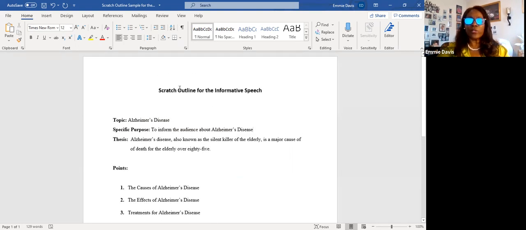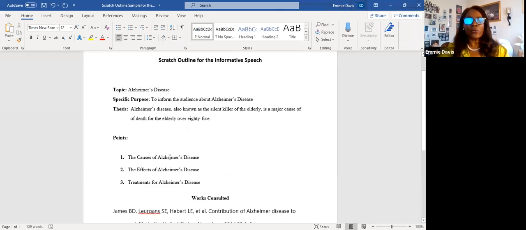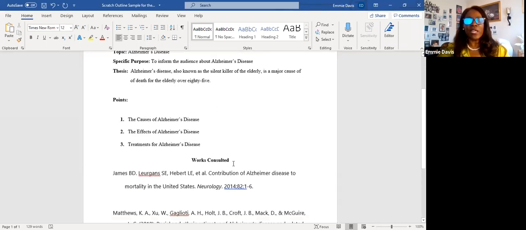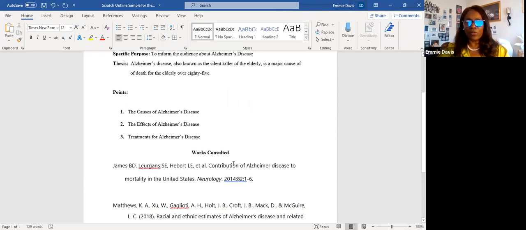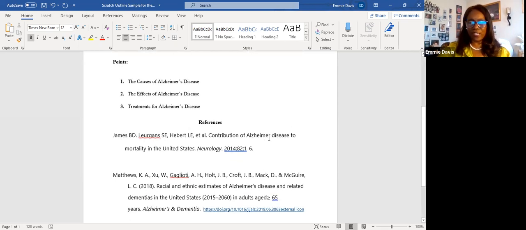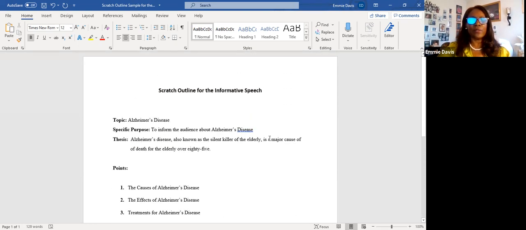So here you begin with the scratch outline, the title. Then you're going to write the topic of your speech, your specific purpose, your thesis, your points, 1, 2, 3 points, and your works consulted. Or maybe I will not put works consulted, we'll put references. Let's put that. All right, so you have to have 2 references that you're going to be using.